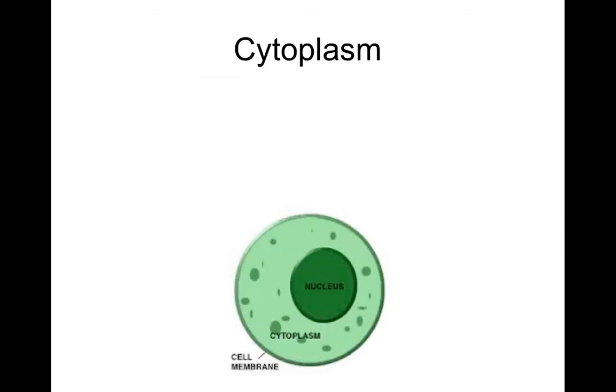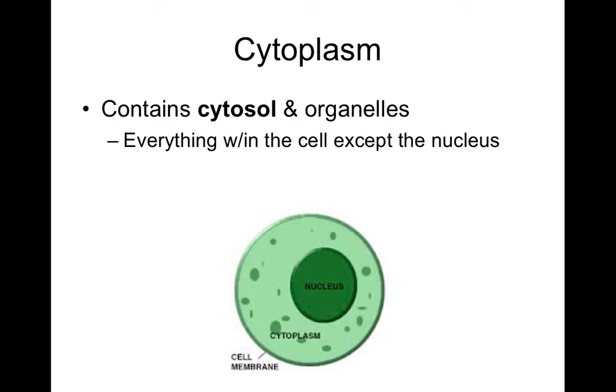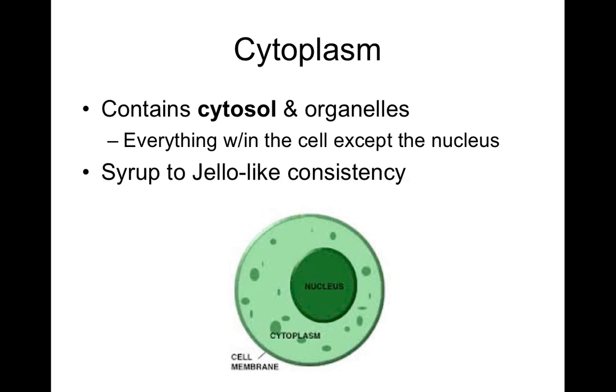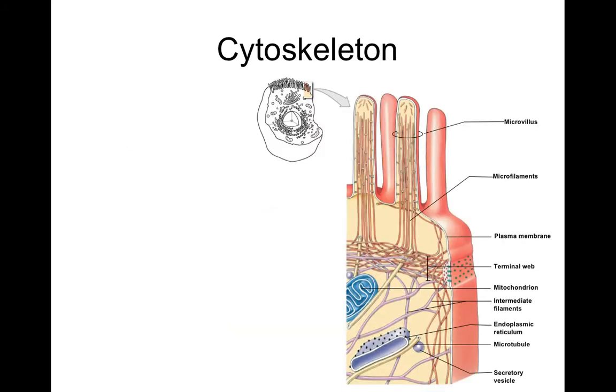So then we move from the plasma membrane just slightly inward and we get to the cytoplasm. The cytoplasm contains the cytosol and organelles. So basically everything that makes up the cell on the inner side of the cell membrane is what we consider held in the cytoplasm. The cytosol is the jelly-like stuff within the cytoplasm that basically helps the cell maintain its three-dimensional shape.